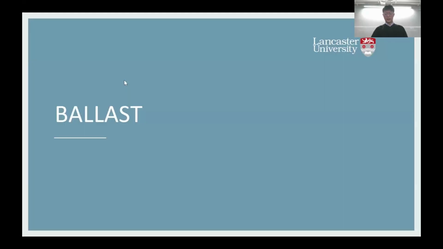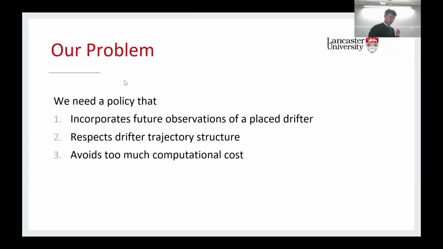Therefore, we propose BALLAST, which is a way to resolve this issue. We want a policy that, first, incorporates future observations. So instead of looking at the initial point, we want to look at a few points that are going to be observed. Number two, it should respect the drifter trajectory structure. It can't be just the standard non-myopic approach people use in the experimental design literature, where they can make any combination of observations. It must follow the physics of a drifter trajectory, like this line trajectory. And we also want to make it computationally feasible, so we can implement it in real time.